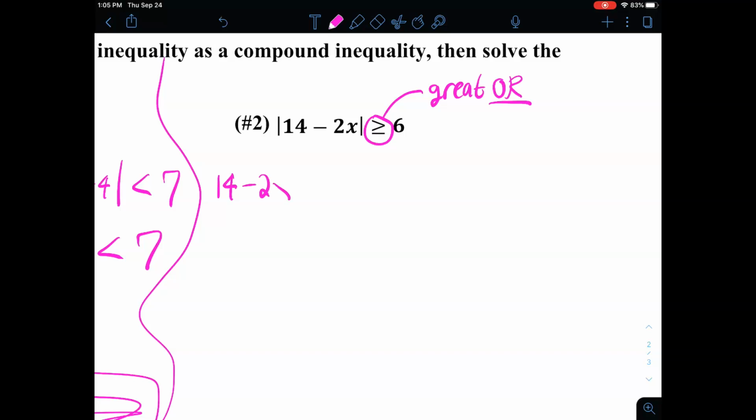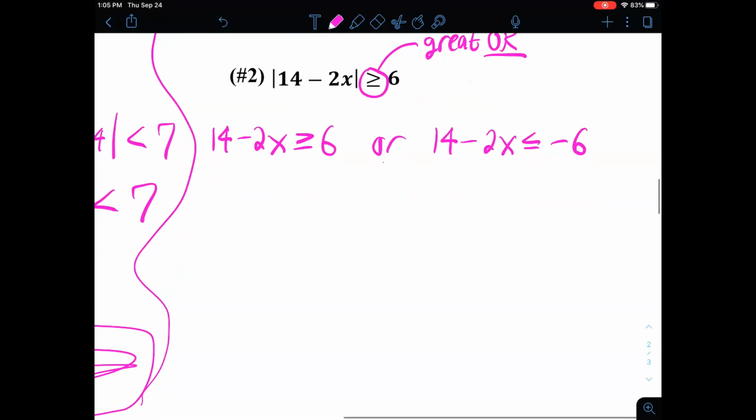So we got 14 minus 2x is greater than or equal to 6, or 14 minus 2x is less than or equal to -6. Solve these separately, right? So how do we solve these first? What are we going to do first? We could either add 2x or else we could subtract 14. I like to keep x where it is for the most part and move stuff away from x.